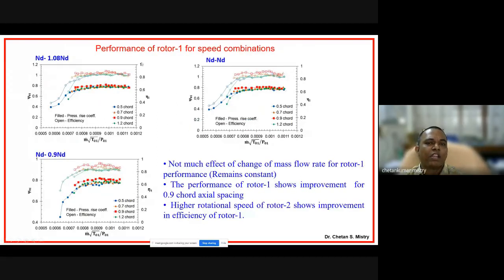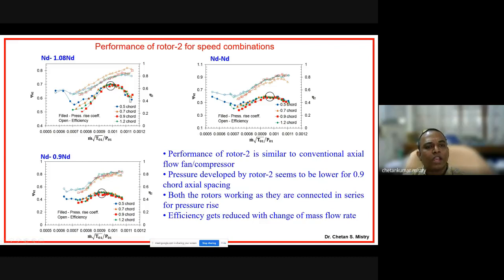Here, this is the performance map for my rotor 1. This is my efficiency, and these are my pressure values. For rotor 1, over a wide range of mass flow rate, it is not getting stalled. For all speed combinations, rotor 1 is not stalled, while the second rotor behaves like a conventional rotor. After some point, it gets stalled for different speed combinations.